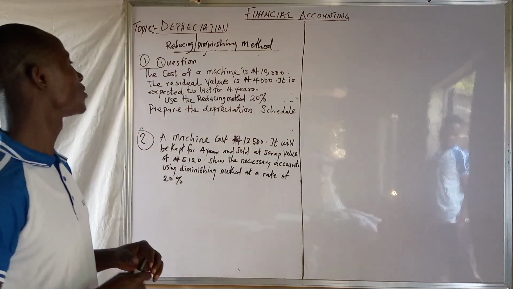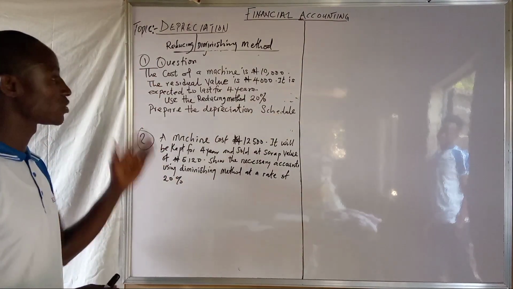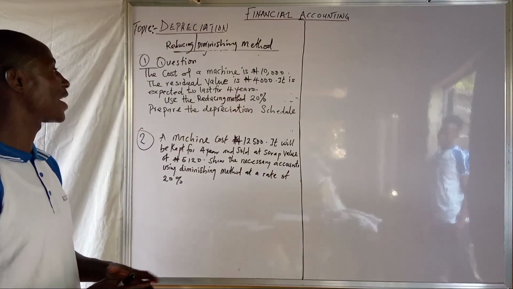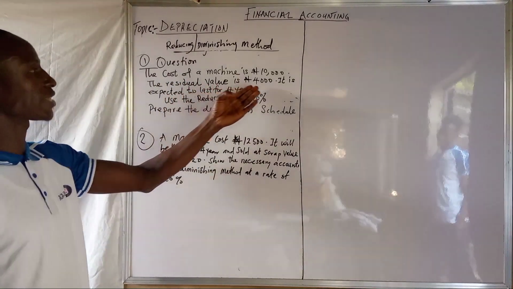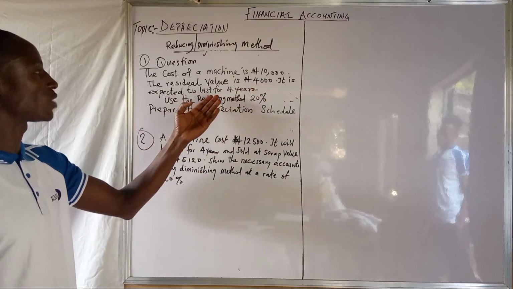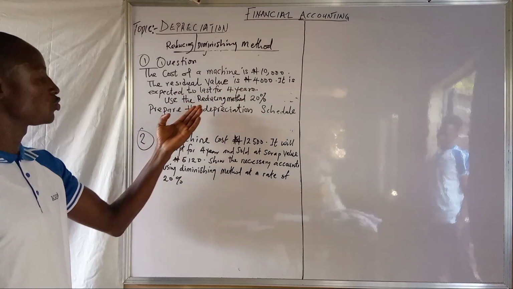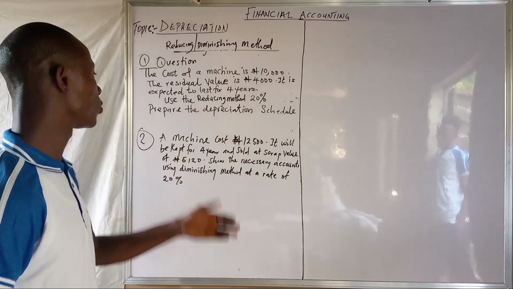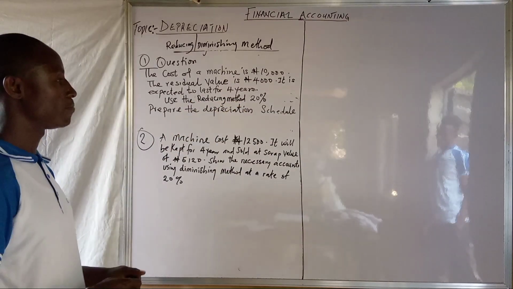Reducing method, we are going to look at the two questions and we are going to solve it right now. The cost of machine is 10,000 naira. The residual value is 4,000 naira. And it's expected to last for 4 years. And we need to use reducing method. The first one we use the straight line method, but this one we want to pick another method.